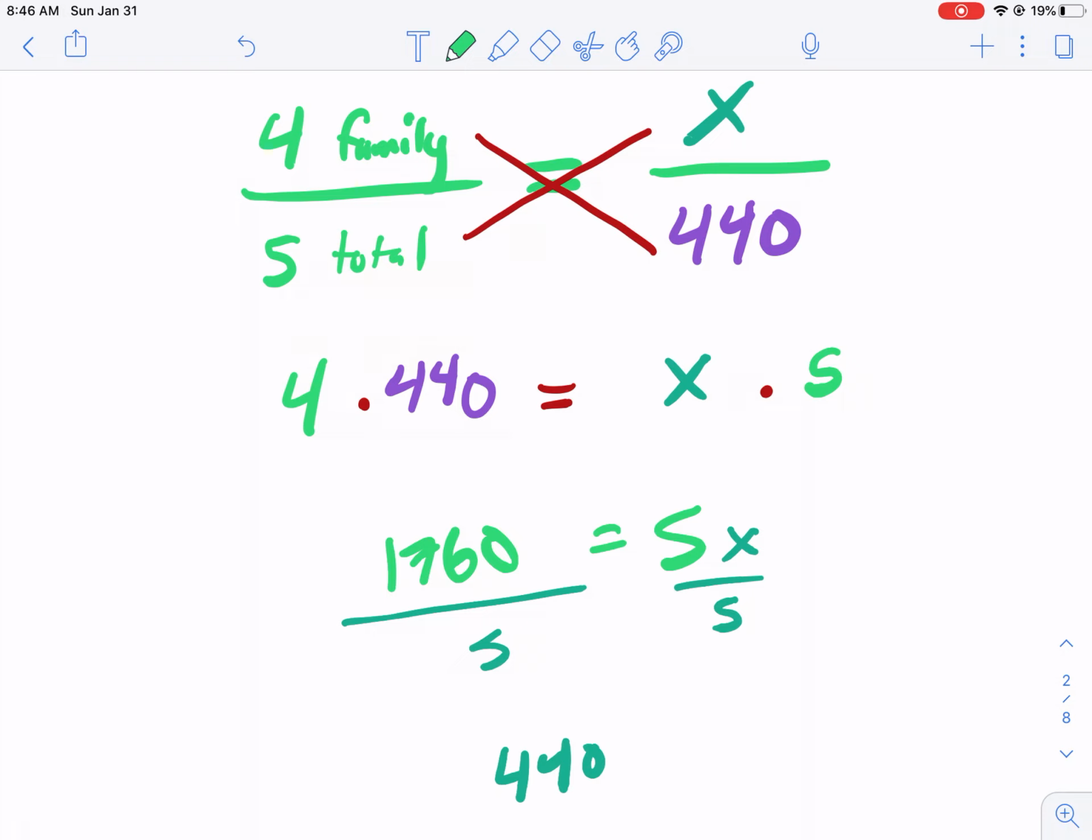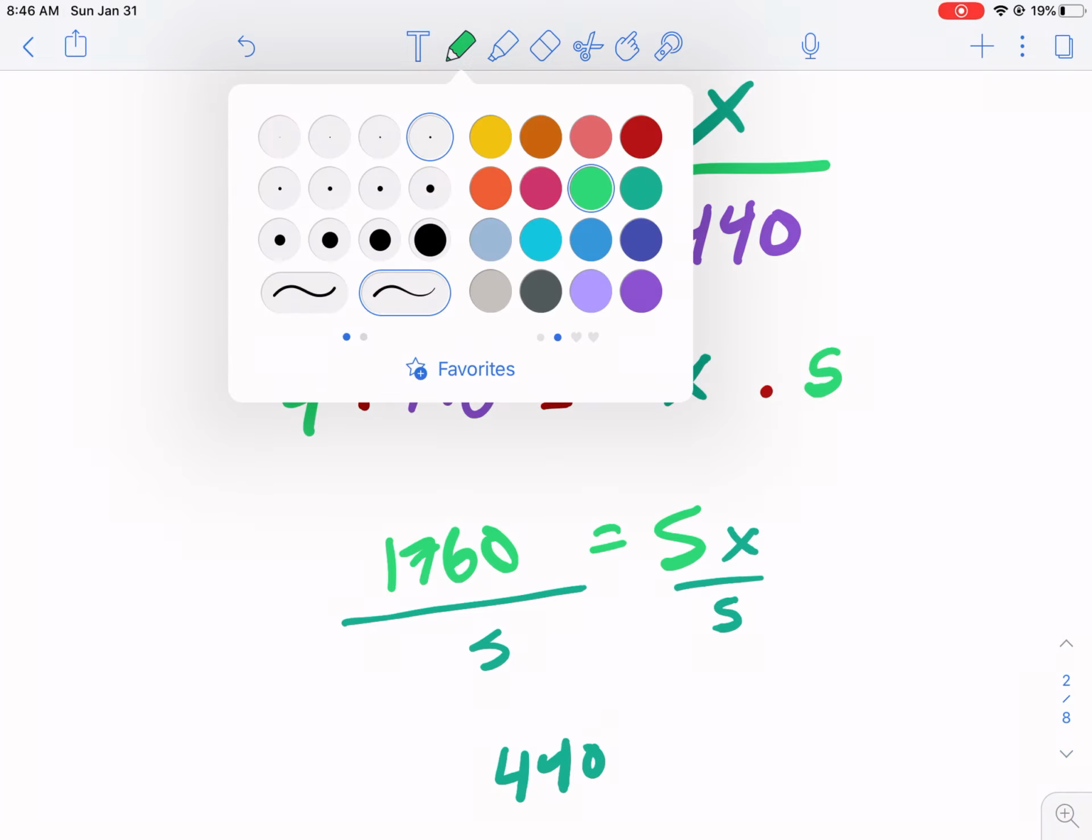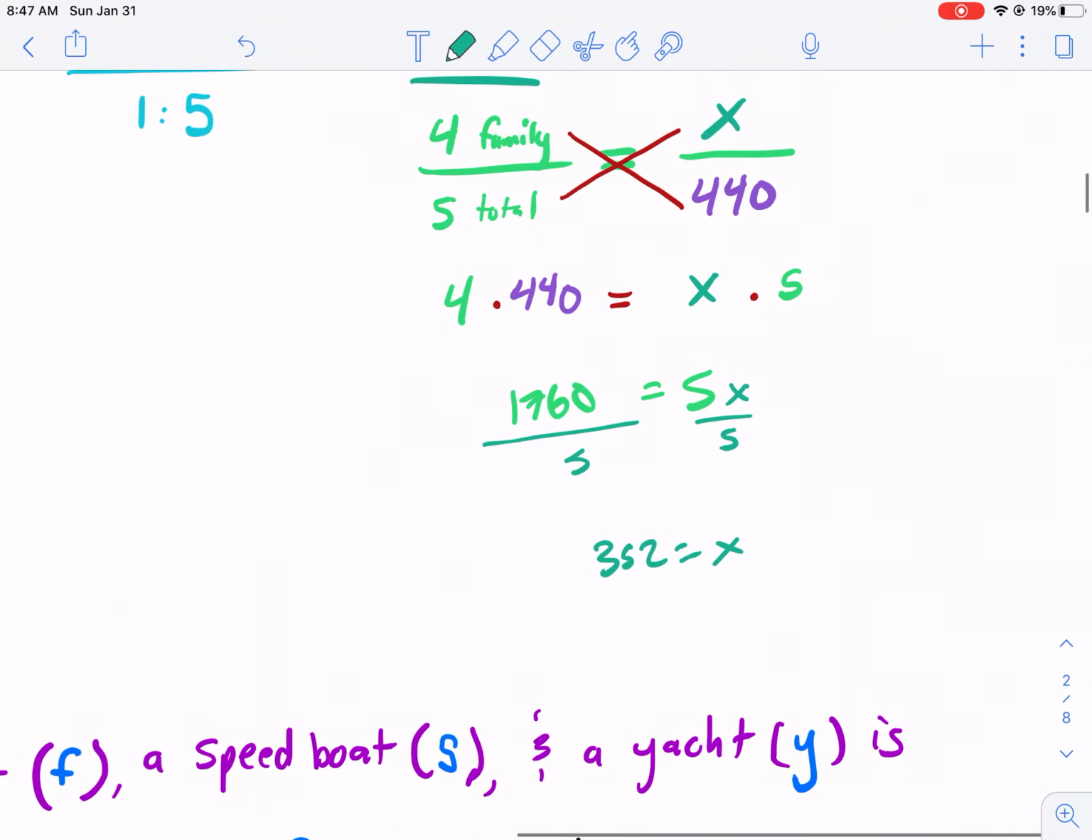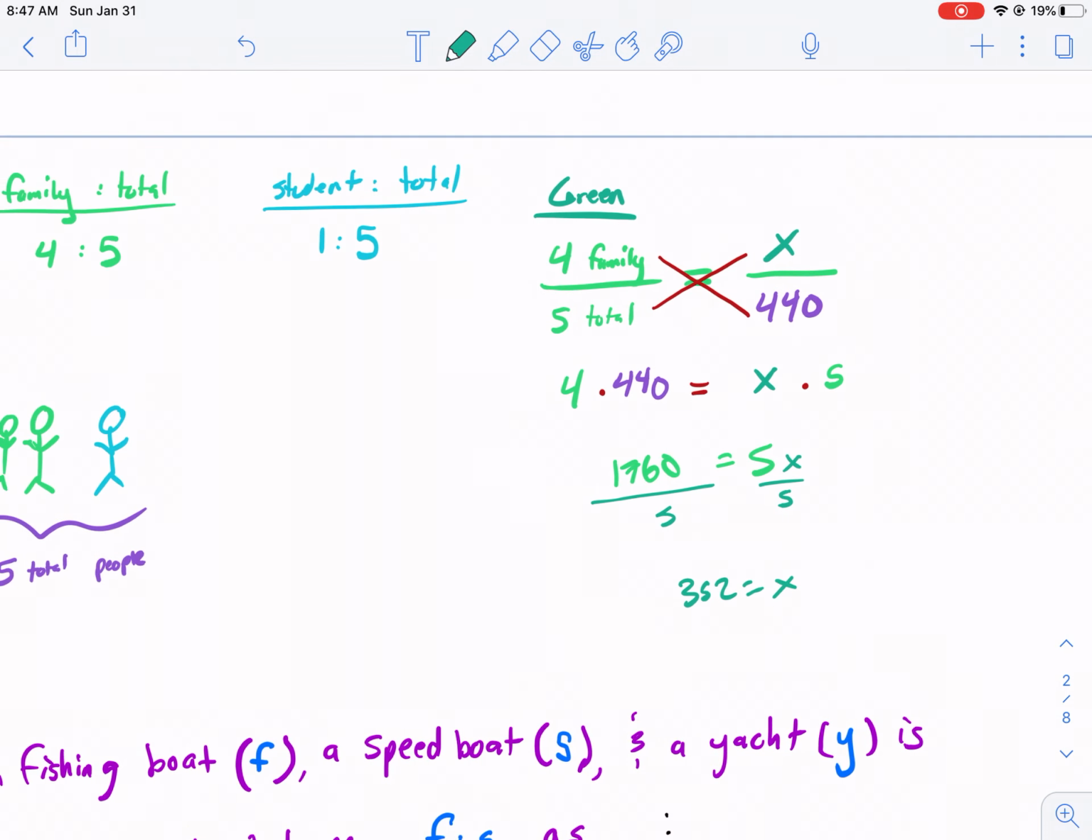Here we go. Now I'm going to divide this number by 5. All right, and we get a much better number. Okay, so we get 352. This means that there's 352 family members, and that's how many green wristbands we're going to have. Okay, so that's green wristbands.